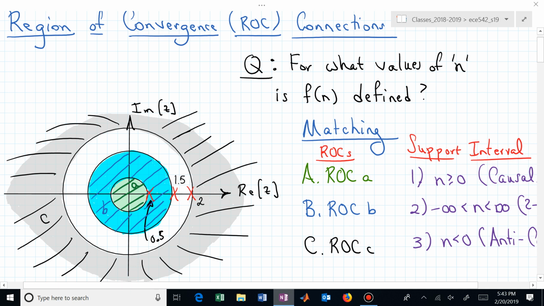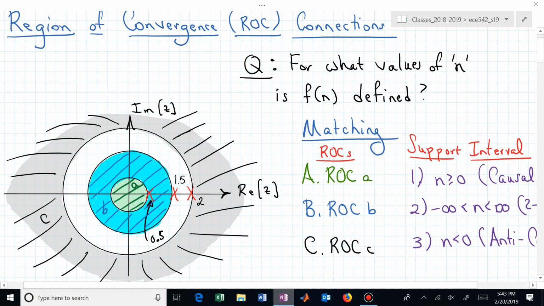We now have 3 poles and 3 different possible regions of convergence. We have the green region of convergence, which I'm labeling A. We have the blue, and these are supposed to be concentric circles. The blue is lower bounded by 1/2 and upper bounded by 1.5 by the poles. And then we have the gray shaded, or the black region of convergence, which is lower bounded by 2.